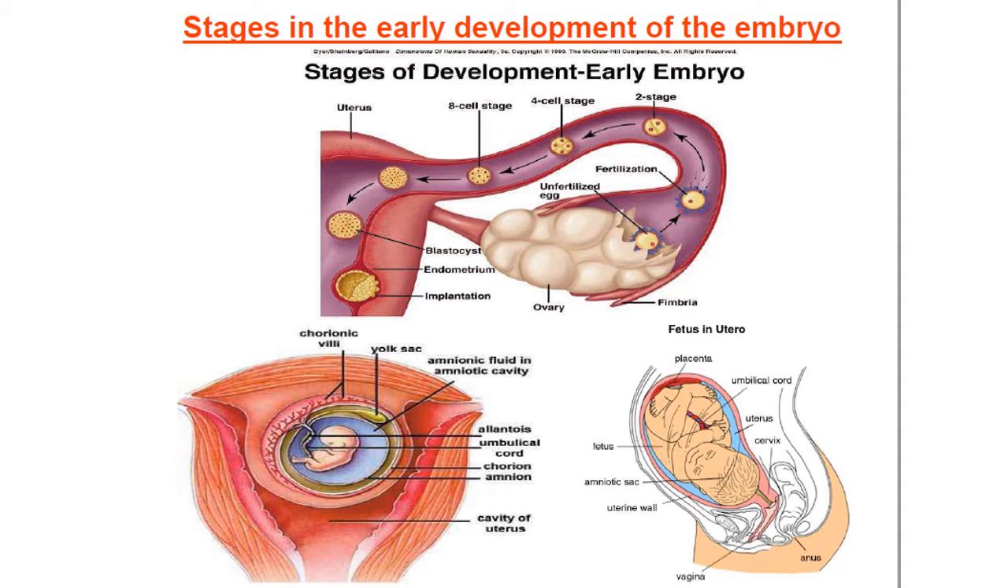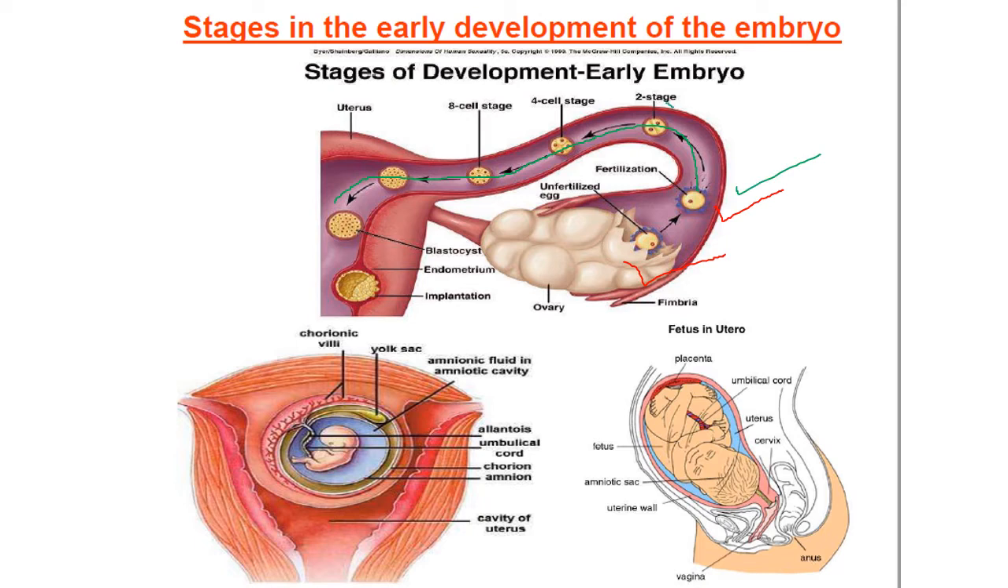The stages in the early development of the embryo. So how does it happen? First the egg is released and it starts moving to the oviduct, and at the same time, the sperm also moves here. Once at this place, the sperm and the egg fuse together.